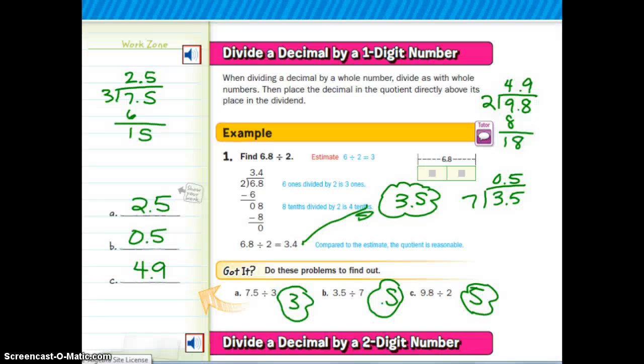Pause the video. Okay, so in A, I got an estimate of 3. My answer is 2.5. 3, 2.5, that looks good. In number B, I could do that one in my head and get a half or 0.5. But notice that I still worked the problem out. Why? Because sometimes when you think you can do it in your head, you still get the wrong answer. Why? Because you're careless. So I still did the work. I still got 0.5. In number C, I guessed 5 because I rounded it to 10, divided by 2, got 5. And the answer is 4.9. Again, my estimate and my answer look good.